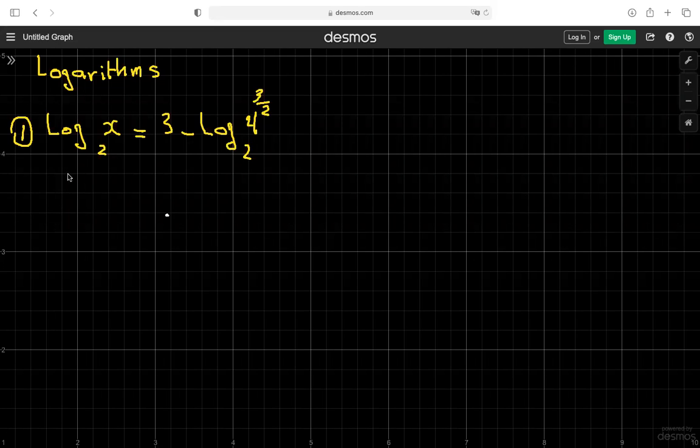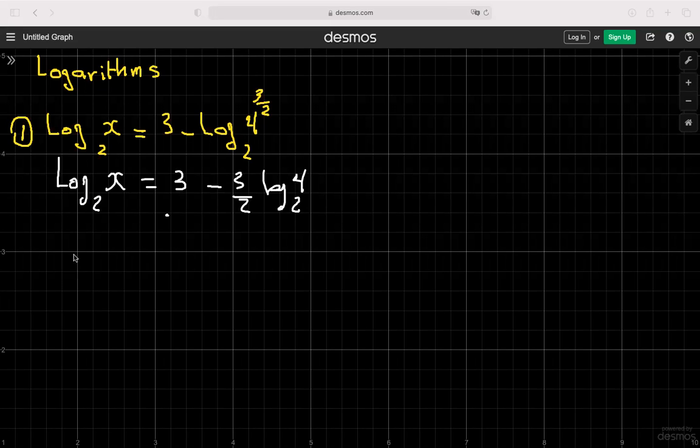Hey, so logarithms, here's a question, and we're going to do a second one. To solve this, the first thing you need to do is keep this log base 2 of x the same, and 3 stays the same. But this, you could bring the exponent down, and you get minus 3/2 log base 2 of 4. And then again, log base 2 of x equals 3 minus 3/2 times log base 2 of 4.